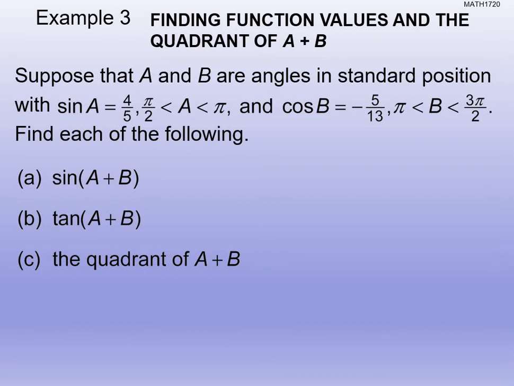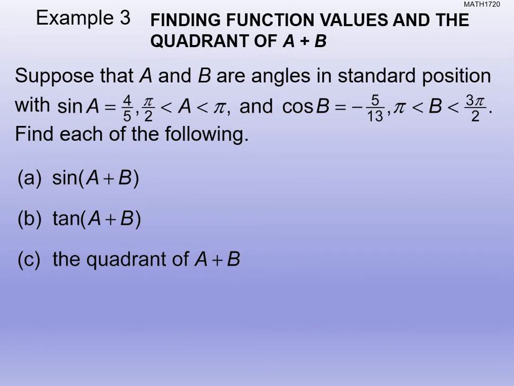Why do we need to do that? Because we're going to have to know what sine of A is and cosine of A is. We're going to have to know what sine of B and cosine of B are. So we're going to have to use what we're given, right, to find the other trig function of that angle.